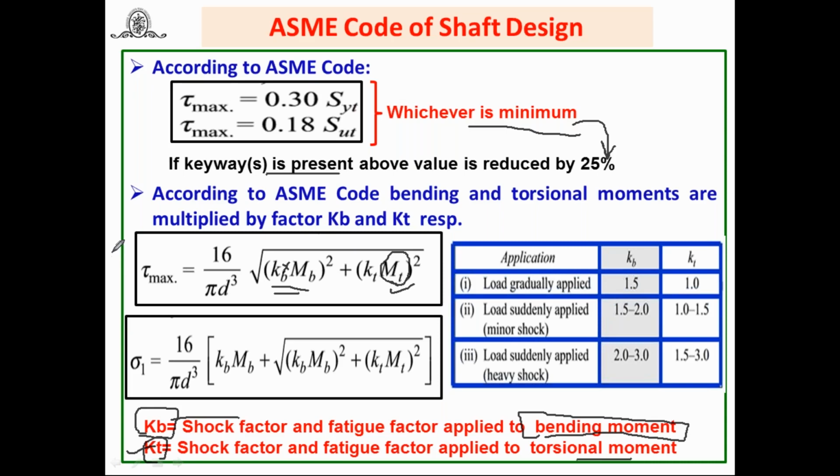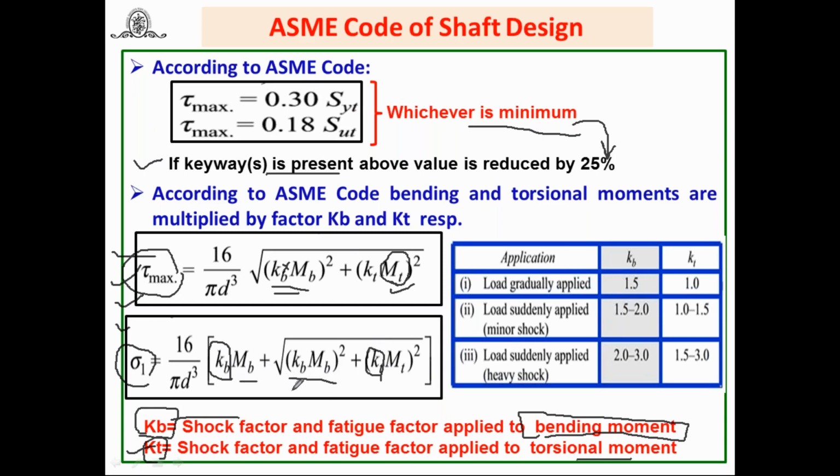Remember this. And you know very well, according to maximum shear stress theory, tau max, if you are going to use the ASME code, is whichever is minimum. If a keyway is present, further reduced by 25%, you use this as tau max. Multiply Mb by Kb and Mt by Kt. And according to maximum normal stress theory, sigma is equal to 16 by pi d cube, in brackets, Kb Mb plus under root, Kb Mb whole square plus Kt Mt whole square, bracket complete. In this equation also you have to multiply Kb to Mb and Kt to Mt. Remember this thing.